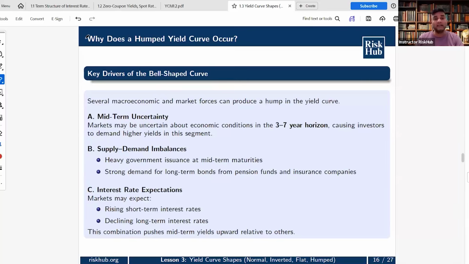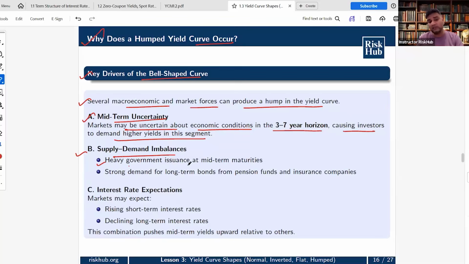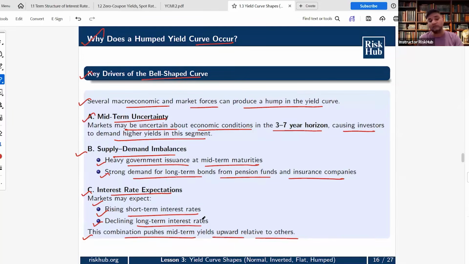Then we have: why does the humped yield curve occur? Now the explanation, key drivers of the bell-shaped curve. Several macroeconomic and market forces can produce a hump in the yield curve. A, the midterm uncertainty: markets may be uncertain about economic conditions in the 3 to 7 year horizon, causing investors to demand higher yield in that segment. B, the supply-demand imbalances: heavy government issuance in midterm maturities, and strong demand for long-term bonds from pension funds and insurance companies. And C, the interest rate expectation: markets may expect rising short-term interest rates and declining long-term interest rates. This combination pushes midterm yield upward relative to the other sides.